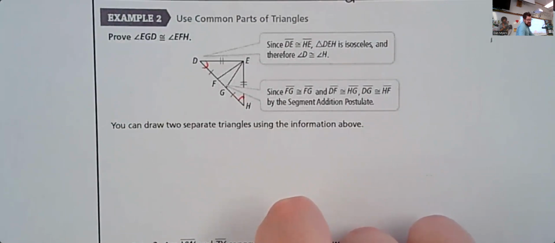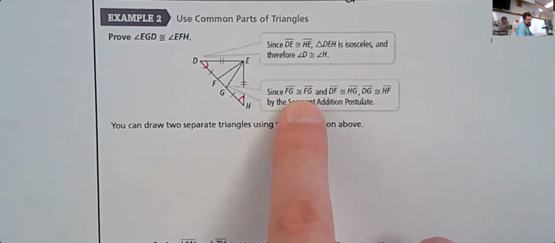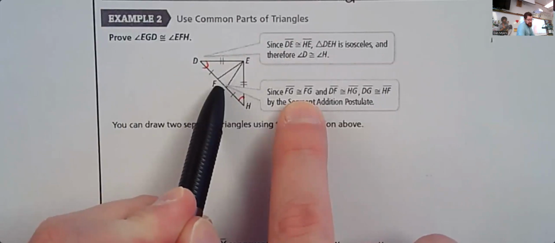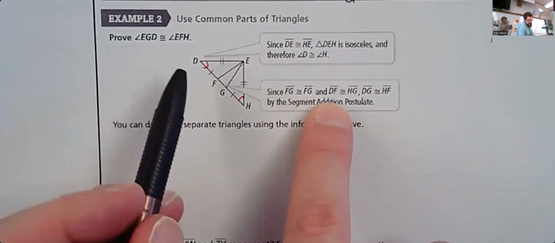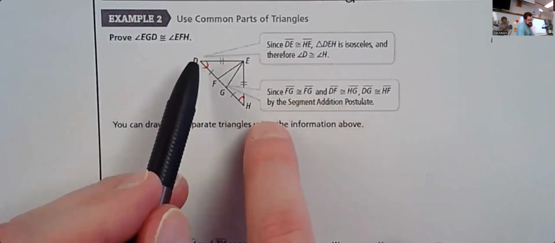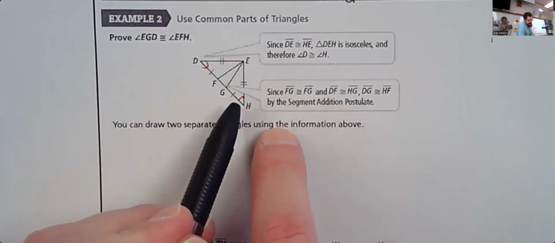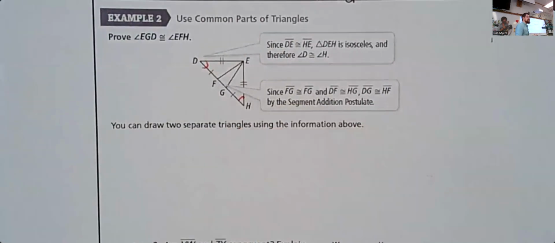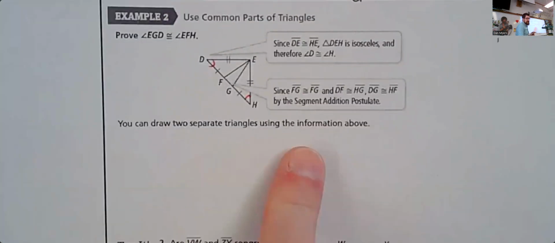The next thing it states is that since FG is congruent to FG, because it overlaps on both of them, we also have DF is congruent to HG. So this length here is congruent to that length there. That means that DG is congruent to HF. And I'll show you what that looks like in just a second. But it says it's congruent because of the segment addition postulate. That is not something we've used since Unit 2, a couple months ago. So I'm going to show you what they mean by that by drawing the two separate from one another.